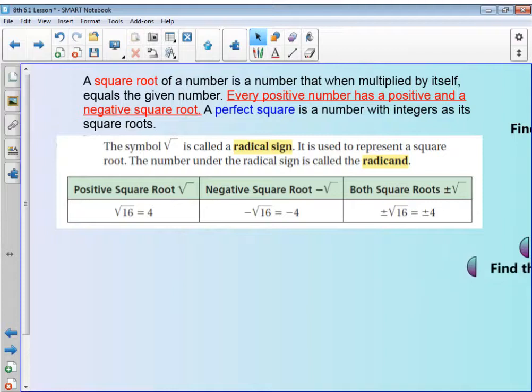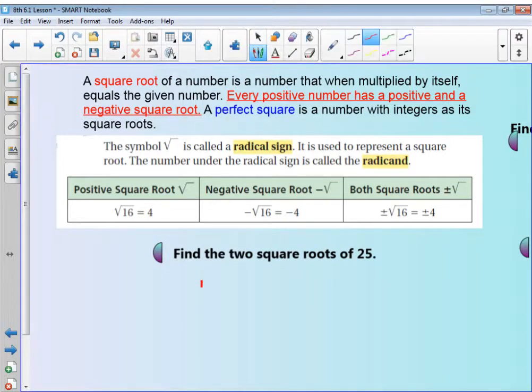Okay, let's try one more and then I'm going to have you do one on your own. Find the 2 square roots of 25. So visually, this is what they're asking. It's just that they put it into wording. The square root of 25, well, 5 times 5 is 25. So 5 would be my answer, and I could either have positive or negative 5. This is my final answer.